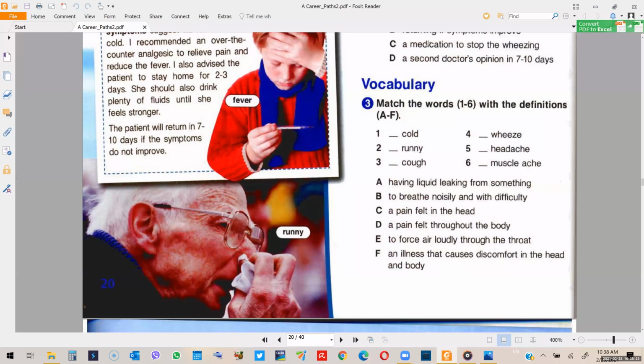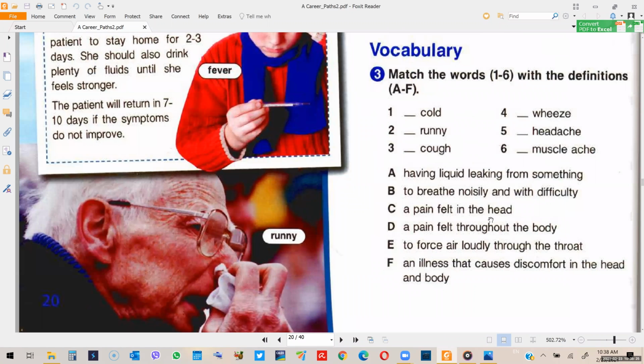Now we have some vocabulary related to the topic. So we have cold, runny, cough, wheeze, headache, and muscle ache. So number one, cold.